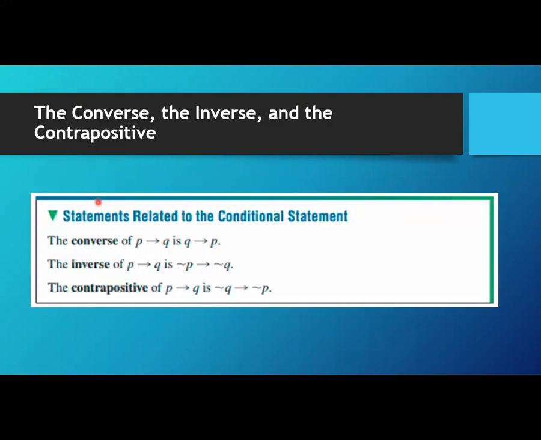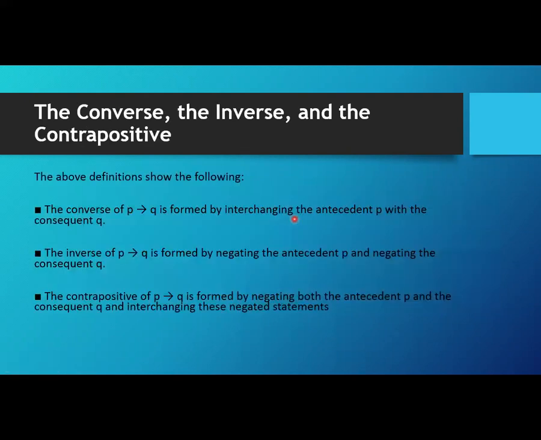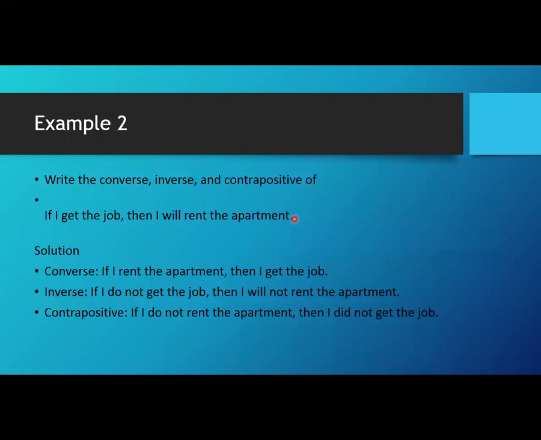Okay, next, the converse, the inverse, and the contrapositive of the conditional statement. This one you also need to memorize. You cannot give the converse, inverse, and contrapositive of the conditional statement if you don't know the formula or the pattern of the given related statements. For example, write the converse, inverse, and contrapositive of: if I get the job, then I will rent the apartment.